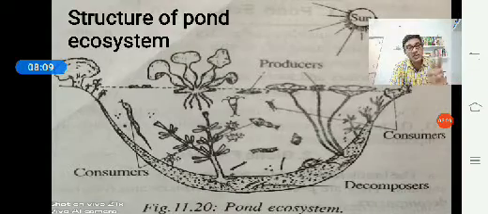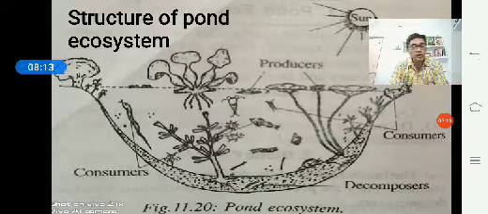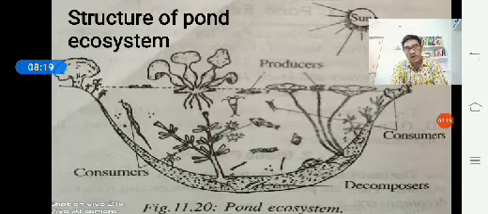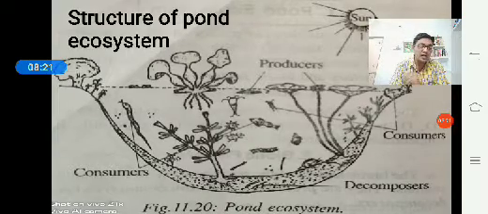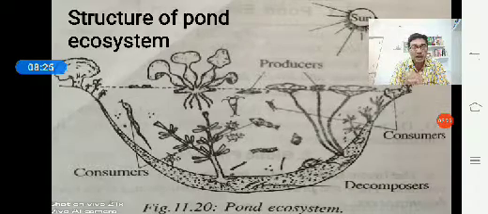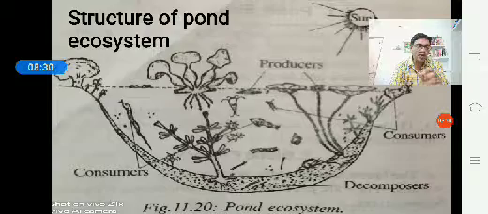Secondary consumers are the carnivores, primary carnivore animals. They feed on the primary consumers as the source of energy. Best examples in the pond ecosystem: the secondary consumers are frog, large fishes, water bugs, water beetles, crab, etc.